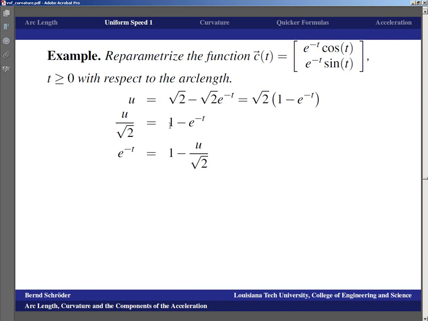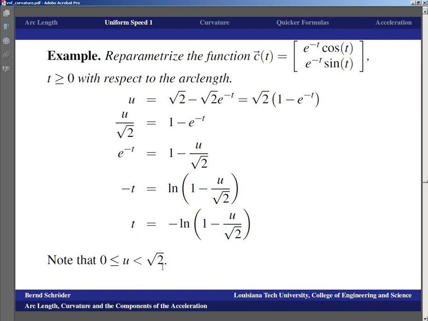That means e to the negative t, after we bring that over and subtract the u over root 2, e to the negative t is 1 minus u over root 2. Take logarithms, we get that negative t is ln of 1 minus u over root 2, and that ultimately means that t is negative ln of 1 minus u over root 2, and we realize that u can only run from 0 to root 2, because after that we would have negatives inside the logarithm. Okay, well, so this is time in terms of distance, so this is the reparametrization.